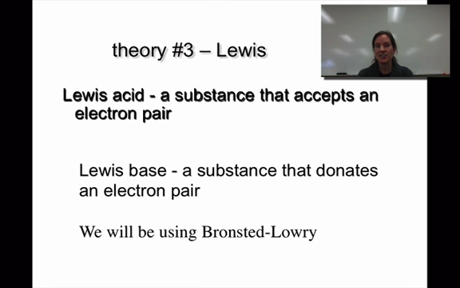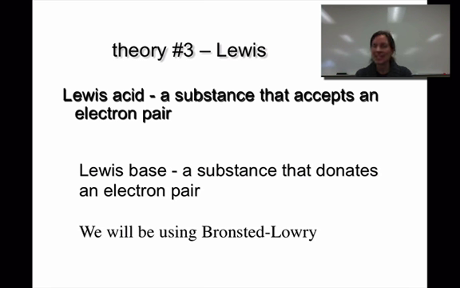Our last theory of acids and bases is the Lewis theory, and this takes it even one step further beyond what we've been doing. So Lewis acids, rather than being hydrogen acceptors and donors, are ones that accept electron pairs, whereas bases are substances that donate electron pairs. So you could have an acid that has no hydrogen, but if it takes on a set of electron pairs, you would call it an acid.